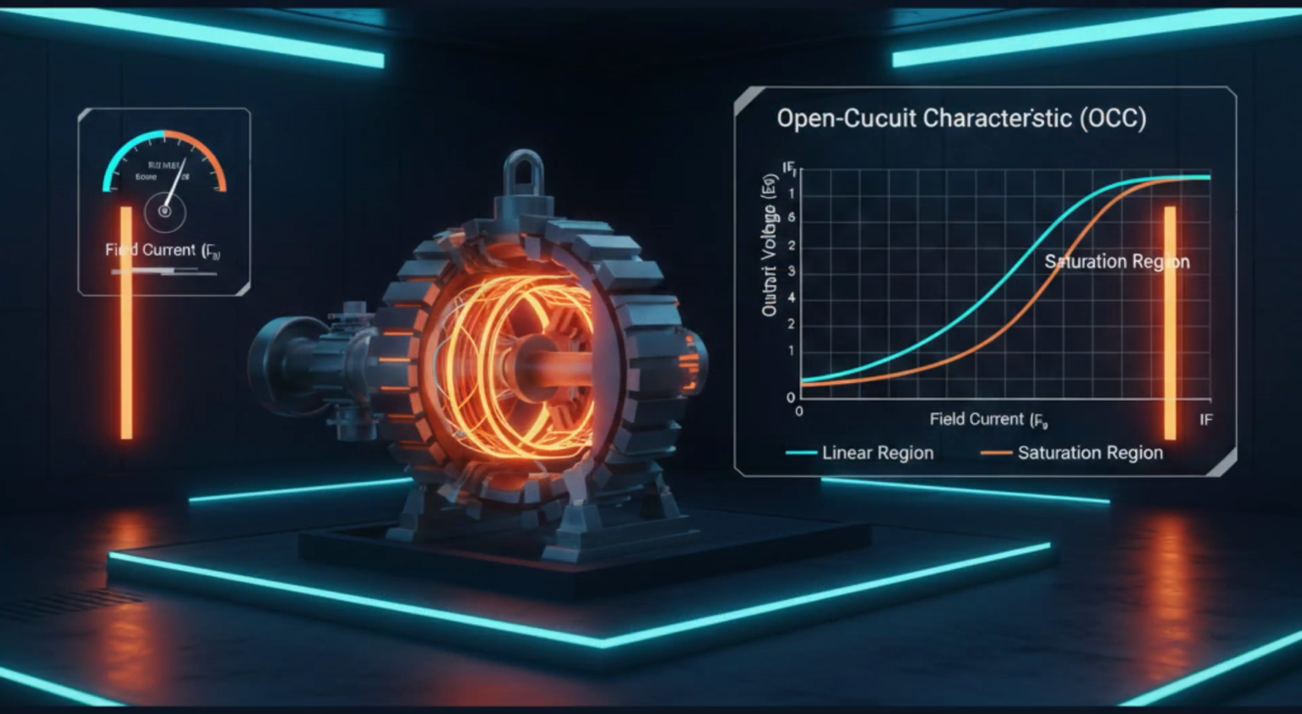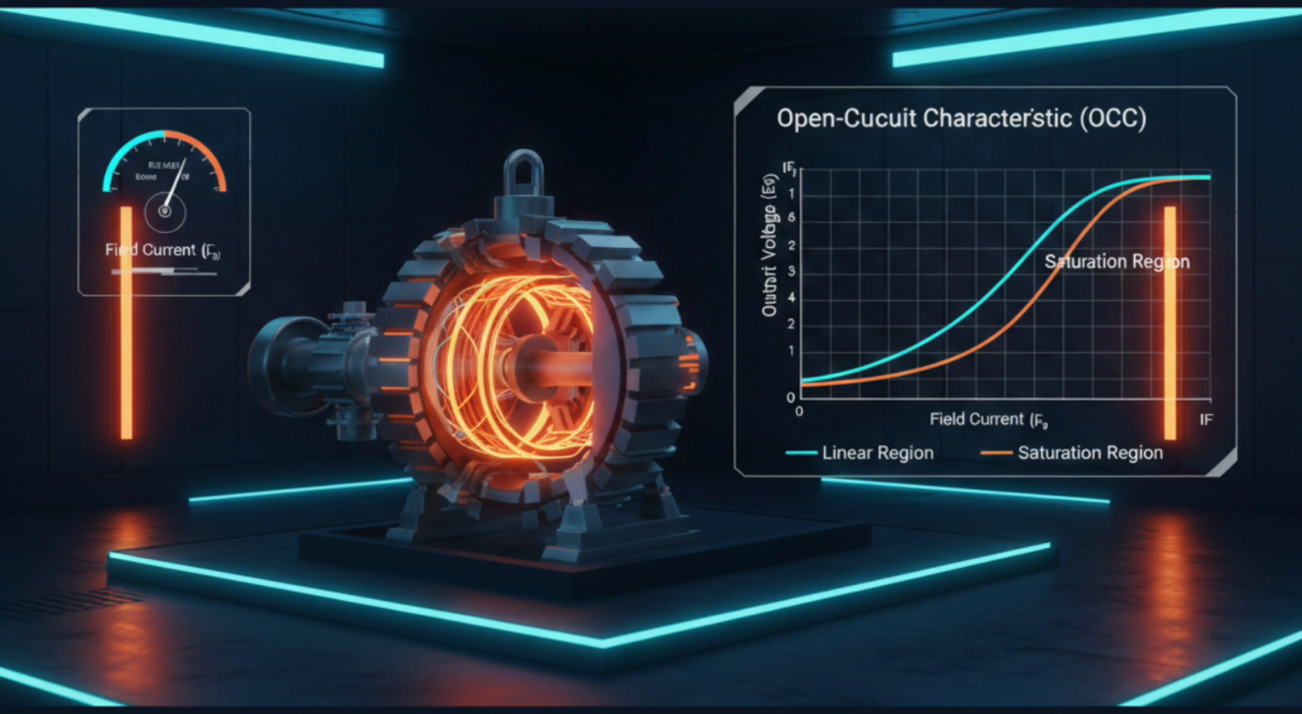Open Circuit Characteristic Curve, OCC. Here we zoom in on the OCC curve, a graph of terminal voltage versus field current. At low excitation, the curve is almost straight, meaning voltage rises linearly as field current increases.